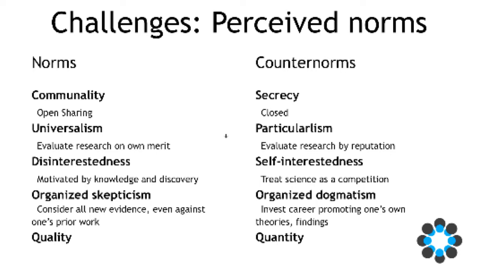The counter-norms are the alternatives of these things. Secrecy and closed, as opposed to open, particularism, meaning very focused on particular problems and around reputation. So are we qualifying this based on somebody's reputation or the merits of the work itself? Self-interestedness, meaning research becomes a competition as opposed to this discovery process. Dogmatism, all about finding and promoting one's own theories and findings rather than trying to consider new evidence and evaluate whether something is valid or not, and quantity versus quality. So the point with this is these are some of the types of challenges that exist that are drivers and cause conflicts in incentives and generate some barriers around those issues.